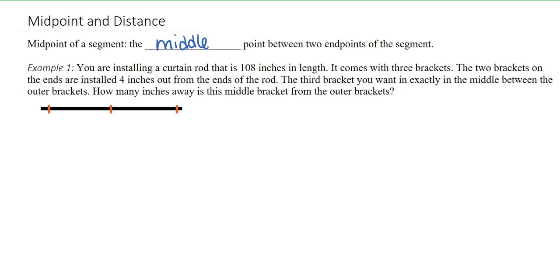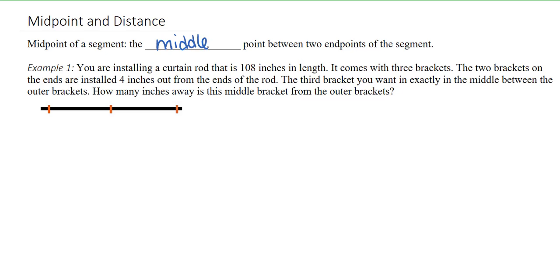It comes with 3 brackets. So there's 2 brackets on the ends that are installed 4 inches out from the ends of the rod. The third bracket you want exactly in the middle between the outer brackets. How many inches away is this middle bracket from the outer brackets?